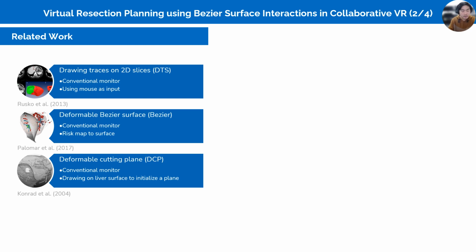There are three common approaches proposed to define a virtual resection planning. For example, drawing the trace on 2D slices of image data, using a deformable Bezier surface, and using a deformable cutting plane (DCP). In previous work, we investigated the deformable cutting plane approach in the collaborative VR environment.